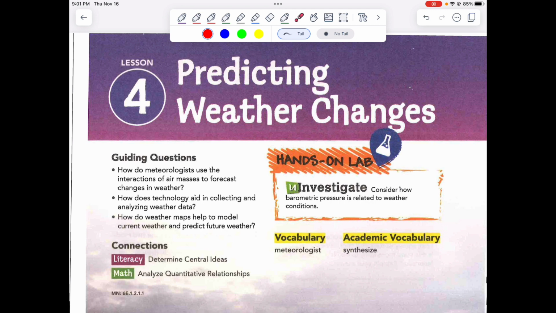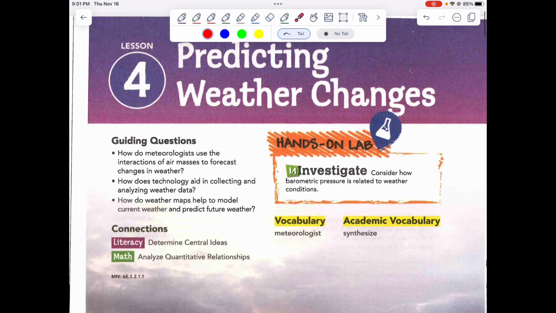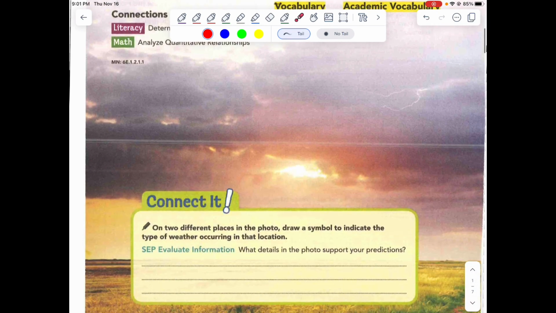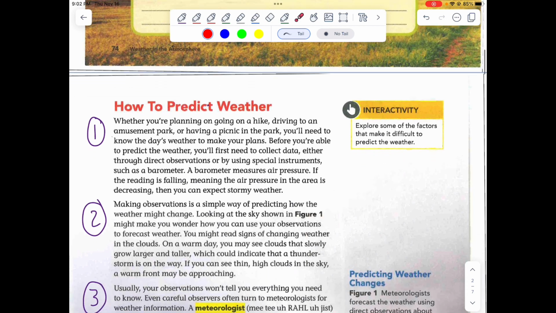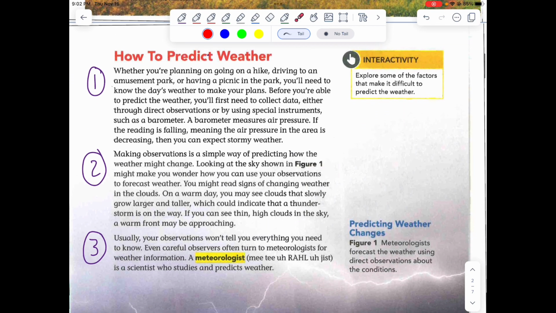The vocabulary for this lesson are meteorologist, synthesize. As we go through, please follow along and make sure you're following the text as we go. We're not marking up the text yet, we're just following along and reading for understanding.